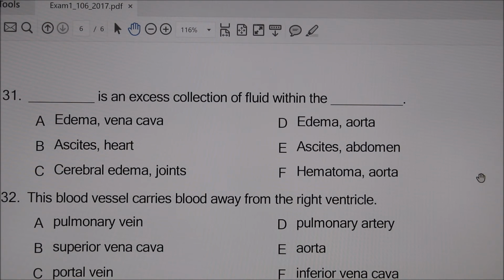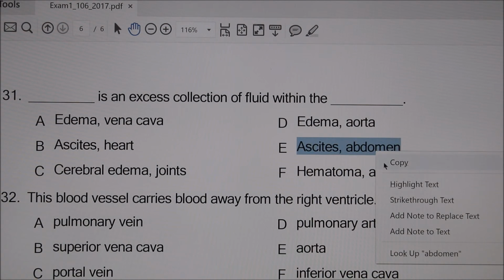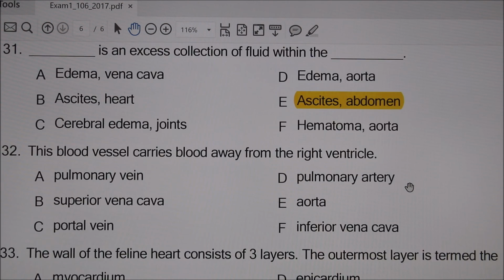Okay. Now we're looking for something, excess tissue of fluid within something. Well, it looks like the only one there that makes sense. You have to go through and put each one in. Edema is an excess fluid collection within the vena cava. No. You have to go through these, and the only one that makes sense is E, ascites, in the abdomen, excess fluid.